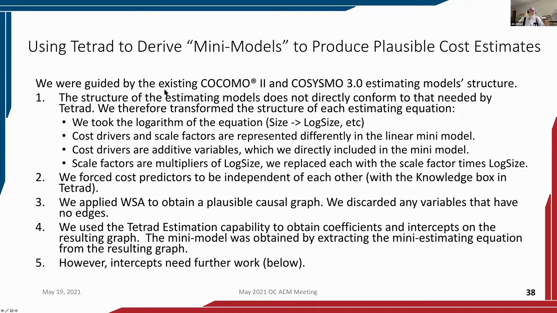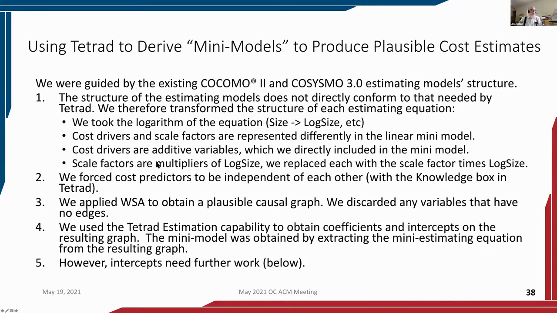And we look at the existing COCOMO and COSYSMO models, and we immediately run into a problem because some of the parameters in these estimating models are in the exponent. They're what these models call scale factors, and they go into an exponent. So that isn't going to work in Tetrad as it is. So we take the logarithm of the estimating equation. Then instead of size, we have log size, and for COCOMO 2, we have log person months, and so on. And now the cost drivers, which were multiplicative, are represented as additive variables. And the scale factors, which were exponents, have to be treated fairly specially.